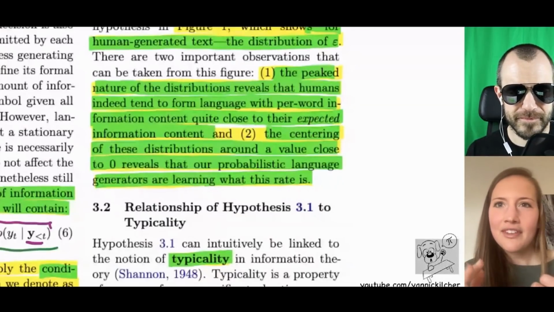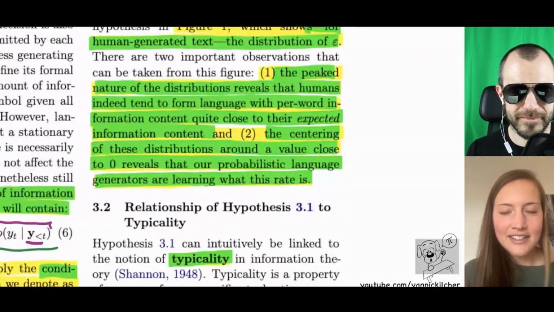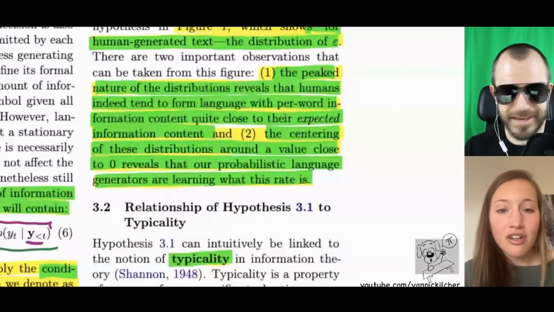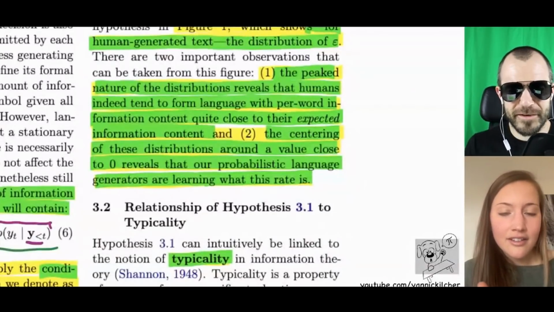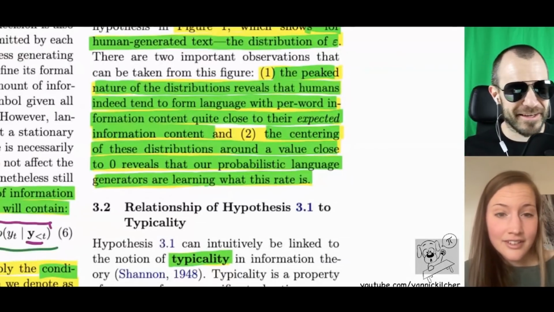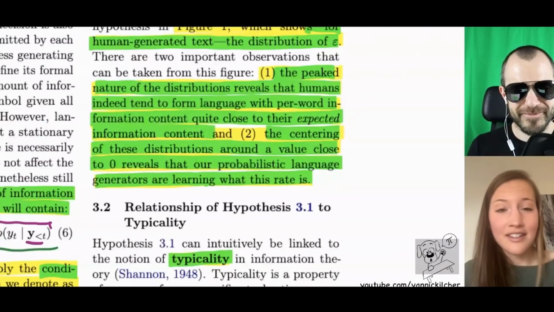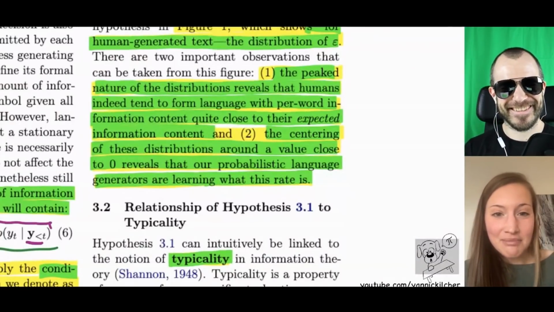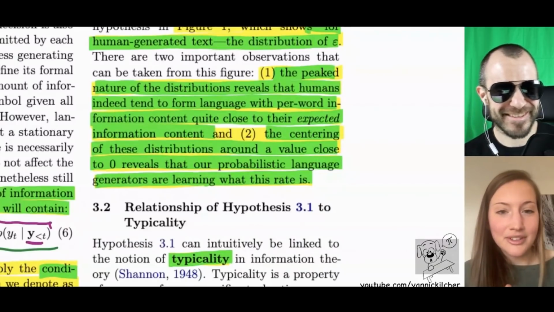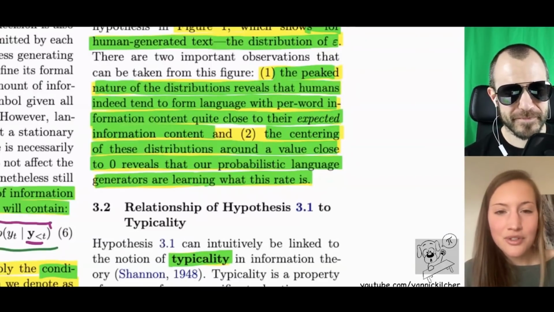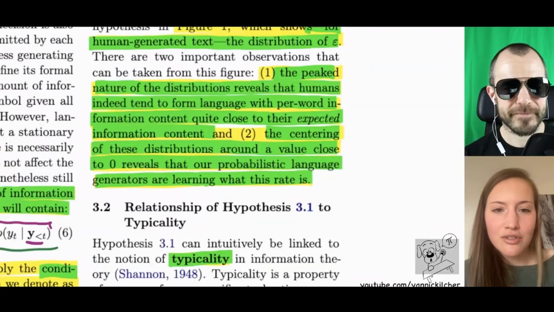But looking at the peakiness of it, clearly we're seeing that humans are generating language around a certain content. Like, what if it were centered around 2 instead of 0? It would be as peaky. Well, yeah, as peaky, but then that probably would show that humans communicate at a very low information rate, right?